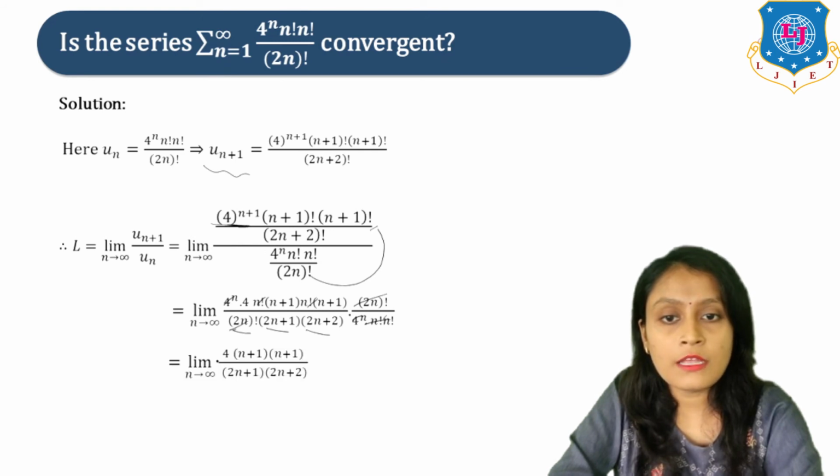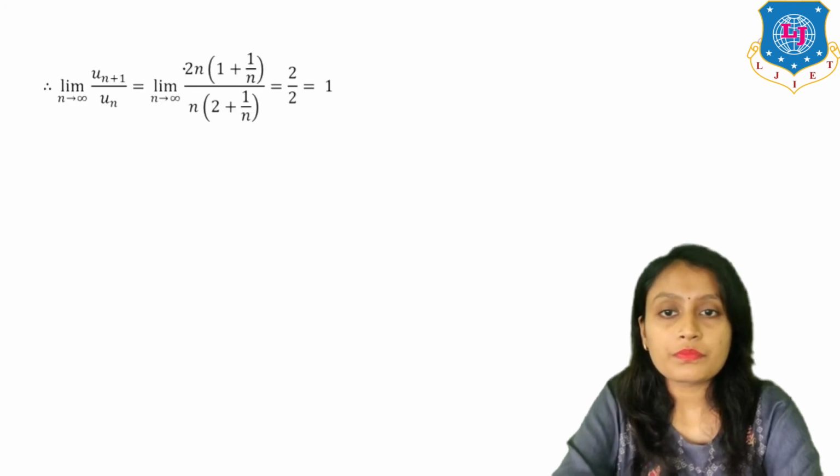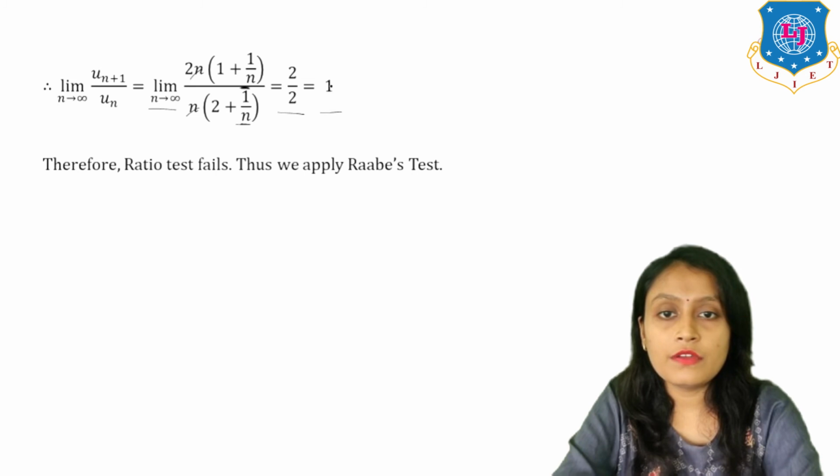What remains is 4 into n plus 1 into n plus 1 upon 2n plus 1 into 2n plus 2. We take 2 common, so n plus 1 gets cancelled, and this 2 also gets cancelled, so we have 2 into n plus 1 upon 2n plus 1. Now take n common from the numerator and denominator and apply the limit. The n gets cancelled, the 1 upon n term goes to 0, so what remains is 2 upon 2, that is 1. So here L is equal to 1, and the ratio test fails.